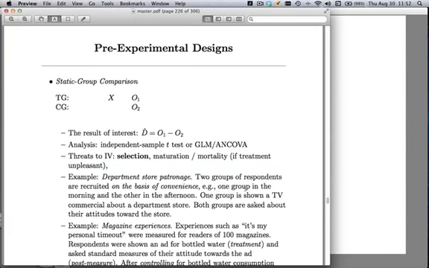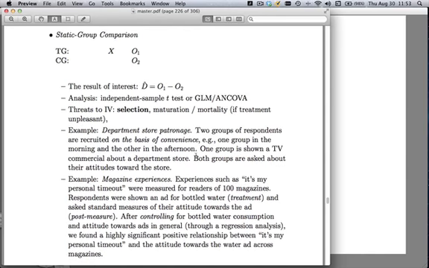A few more designs for you. Static group comparison. This is where you have two groups, and subjects self-select into the two groups. One group gets a treatment, the other one doesn't, and then you take measurements. Here are a couple examples. Two groups of respondents are recruited on the basis of convenience. For example, one could be shoppers in the morning, the other could be shoppers in the afternoon at this department store. The morning group is shown a TV commercial. Both groups are asked about their attitudes towards the store.